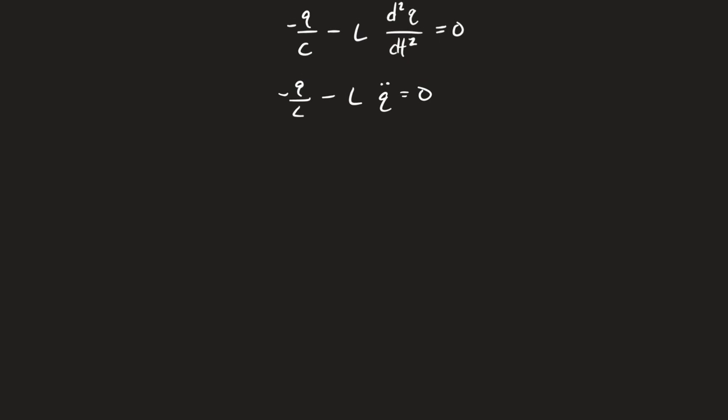To analyze this, I want to isolate the second derivative. So let's get it by itself. And when we do, we'll get the second derivative of q with respect to t equals minus 1 over LC times q. My understanding is that you probably don't have a mathematical way of solving this. This is a second order differential equation.